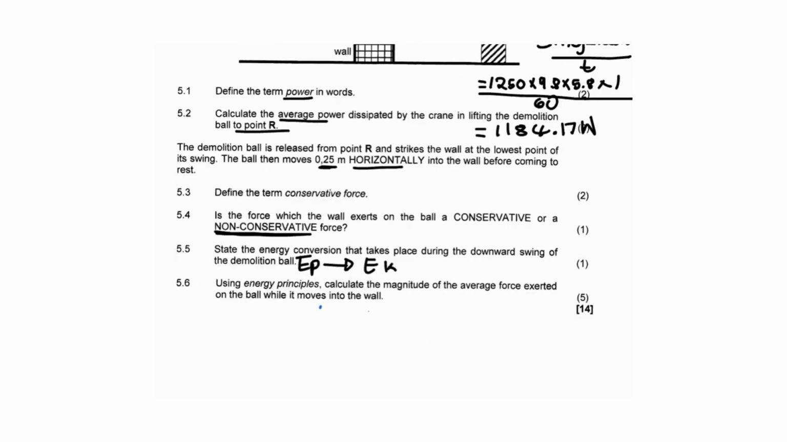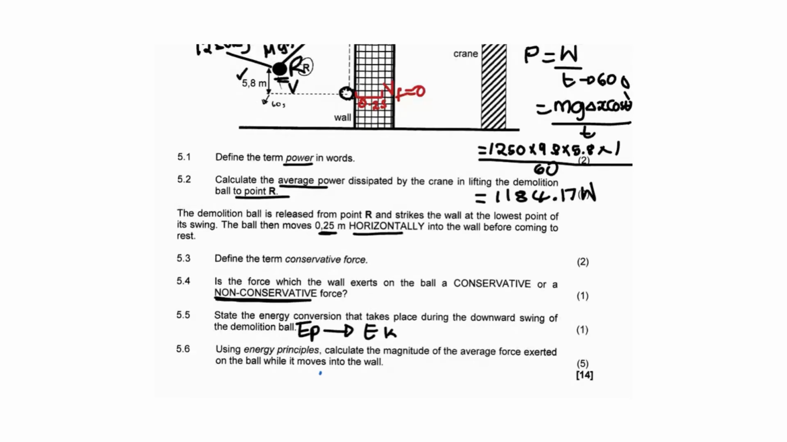Using energy principles, calculate the magnitude of the average force exerted on the ball while it moves into the wall. So we want the force as the ball was moving from this point, this red path there, to that point, when it was moving for that 0.25 meters, what was the force that the wall was exerting on the ball?